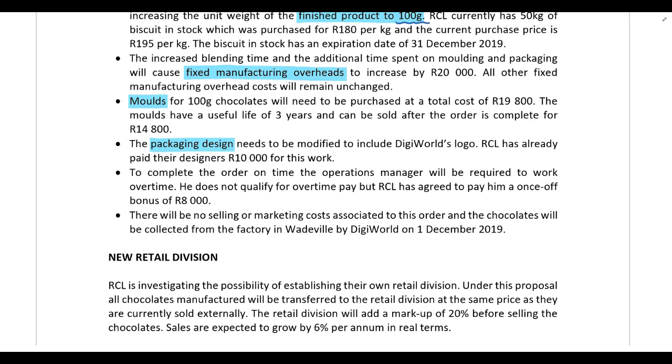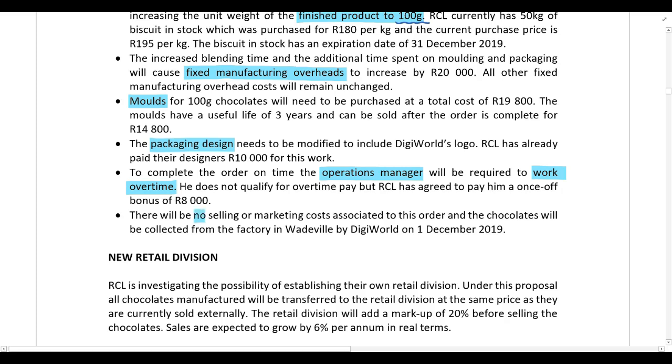To complete the order on time, the operations manager will be required to work overtime. He does not qualify for overtime pay, but RCL has agreed to pay him a once-off bonus of 8,000 Rand.